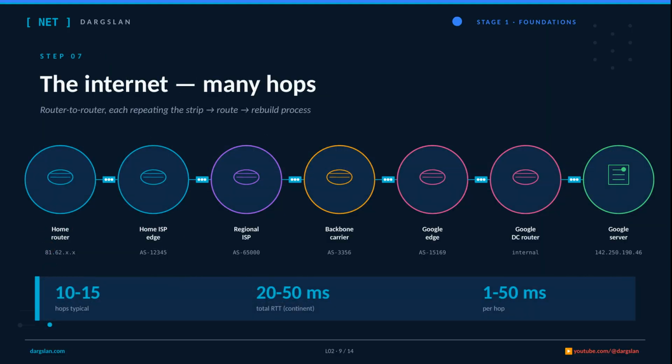Your packet leaves the home router and enters the ISP's edge, then a regional ISP, onto a backbone carrier, across to Google's edge network, through their internal data center routers, and finally to the server itself. At every single hop, the router strips the Ethernet frame, consults its routing table, and rebuilds a fresh header for the next link. Typically, that's 10 to 15 hops, each adding a millisecond or two for a total round trip of 20 to 50 milliseconds across a continent.